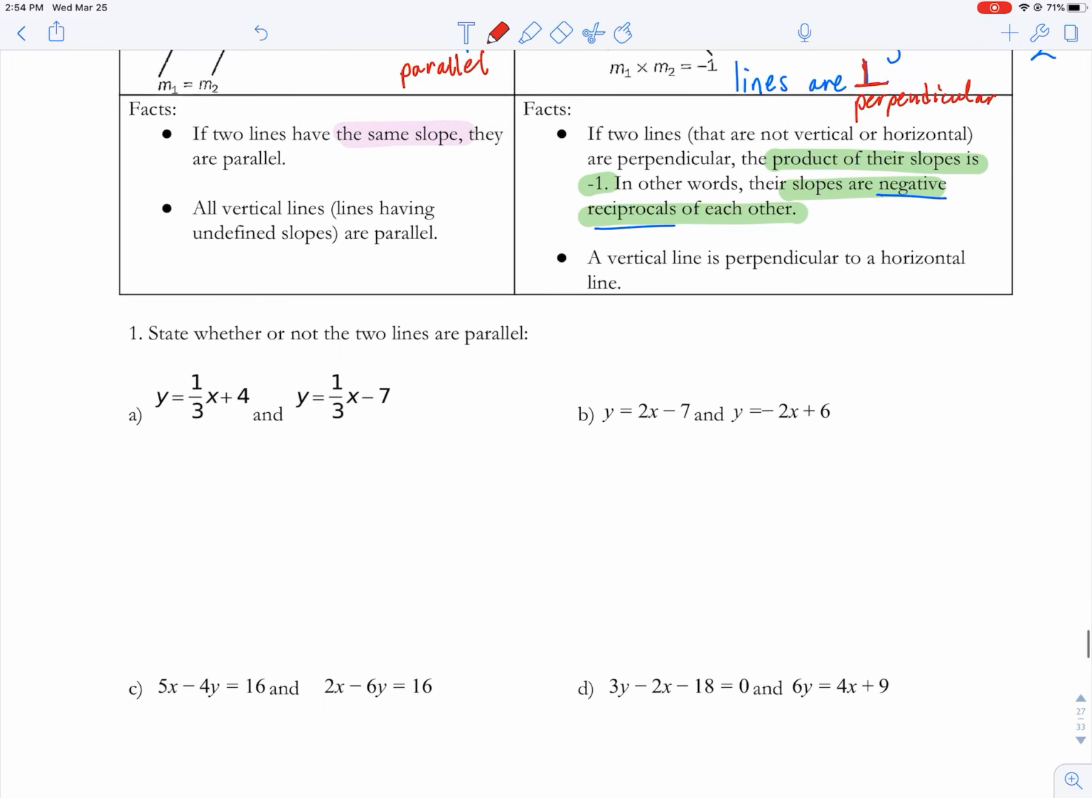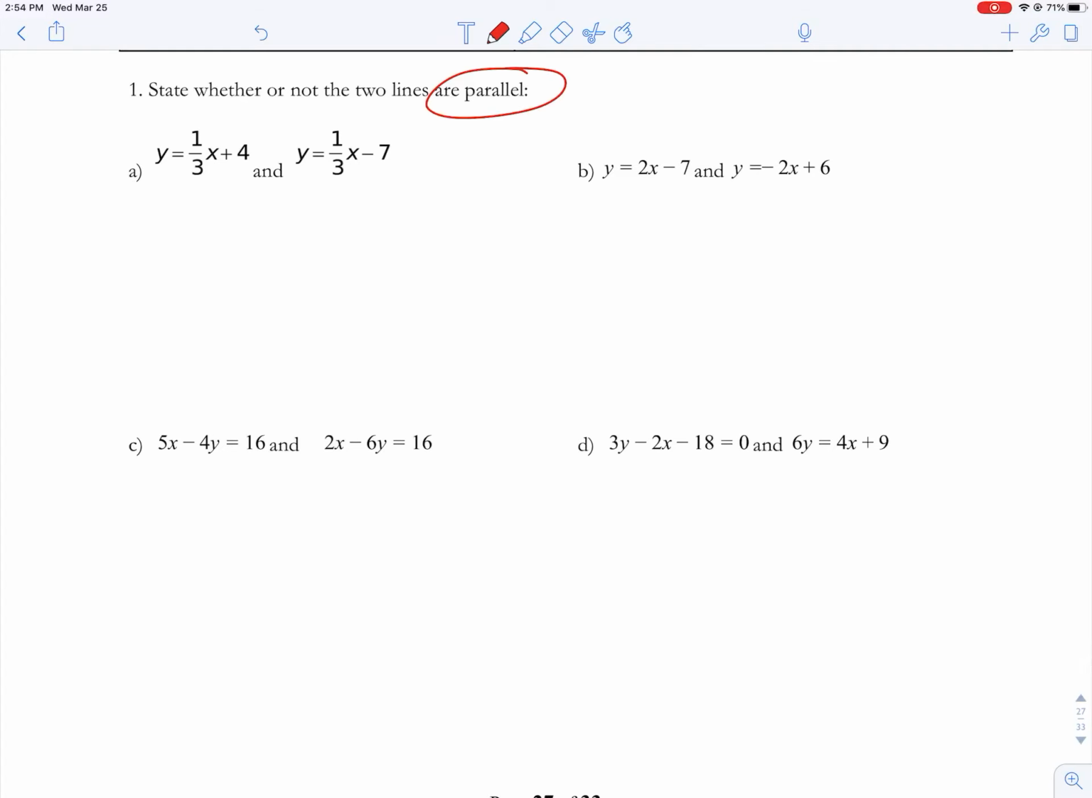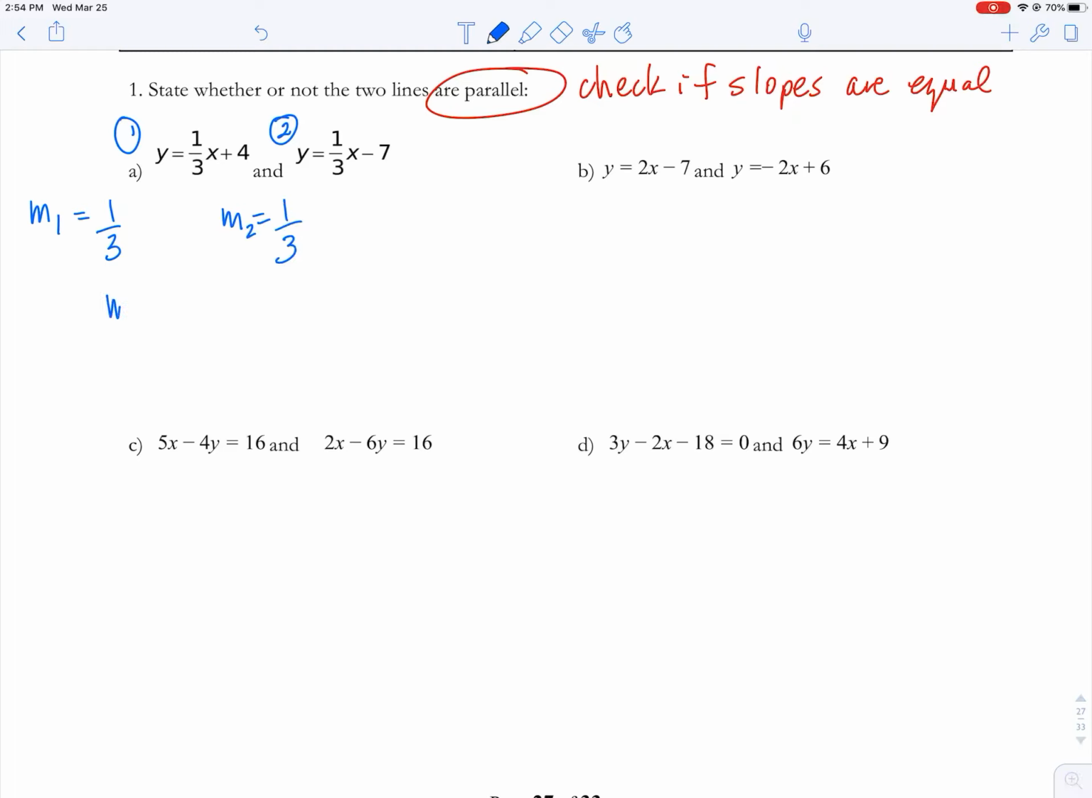Question 1 says, state whether or not the two lines are parallel. And the way we're going to check if they're parallel is we're going to check if the slopes are equal. So we're going to find the slope of each of these lines and see if they're equal to each other. If I call that line 1 and that line 2, my slope of the first line is 1/3. My slope of the second line is 1/3. m1 equals m2. Therefore, line 1 is parallel to line 2.